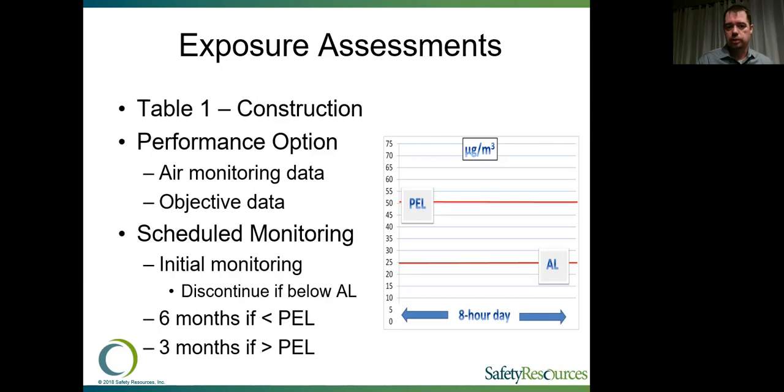Other alternatives for anything that would not fall under Table 1 or when Table 1 compliance could not be met in terms of the control methods, you could perform some of the performance options, which would be air monitoring or using air monitoring data or having objective data available for that specific task. Otherwise, you would be put into the scheduled monitoring program where you would need to essentially monitor or provide some type of monitoring data for what your employees' exposures would be through essentially industrial hygiene and testing purposes.